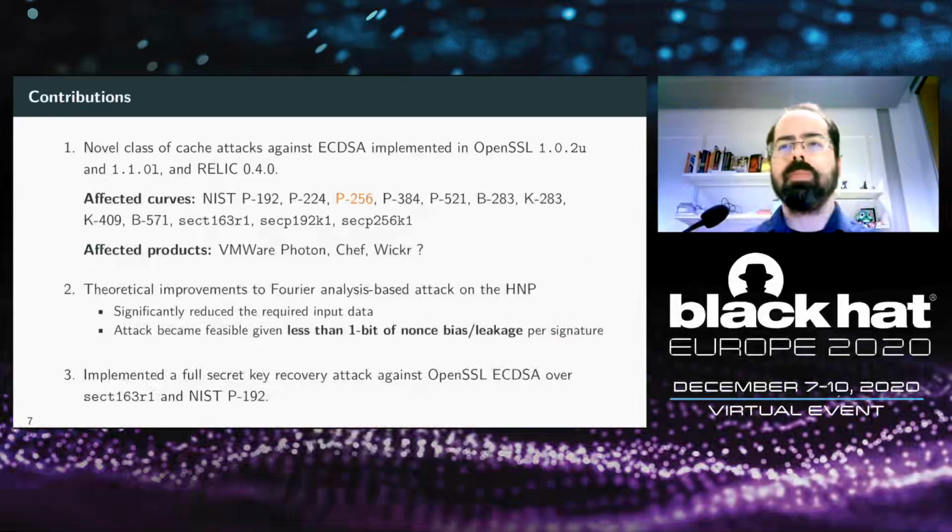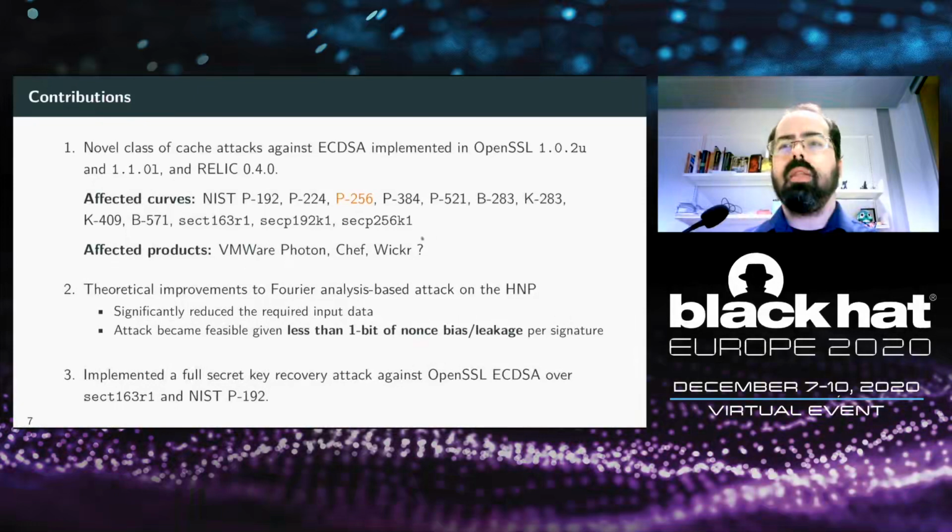In the initial version of our work, we had the impression that curve P256 as implemented in OpenSSL was affected, but later we found out that OpenSSL has custom code to implement arithmetic on that curve that's not vulnerable. It's hard to know exactly what products are affected by LadderLeak, but we could search over GitHub and find that several projects bumped the library version of OpenSSL in their build systems.